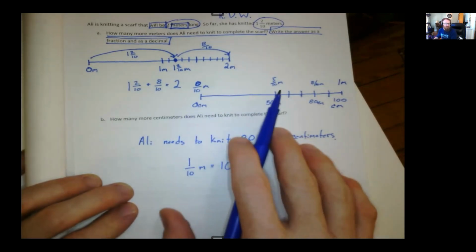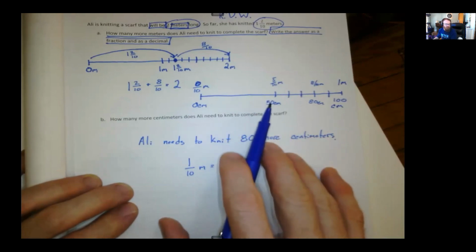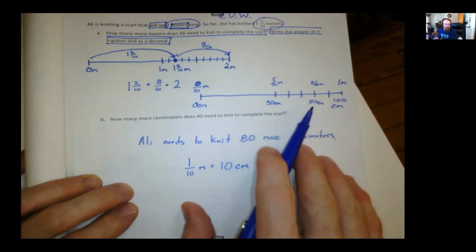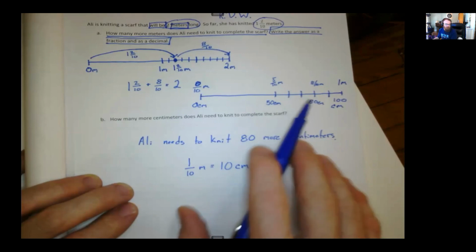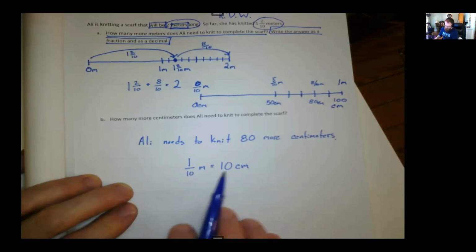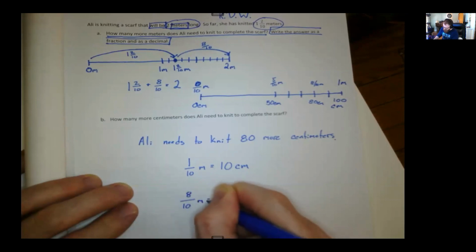What's important to recognize is that 5/10 of a meter is equivalent to 50 centimeters. 8/10 of a meter is equivalent to 80 centimeters. 1/10 of a meter equals 10 centimeters. And 8/10 of a meter equals 80 centimeters.